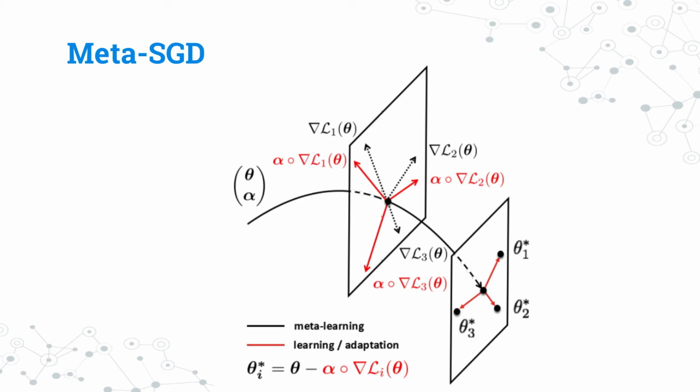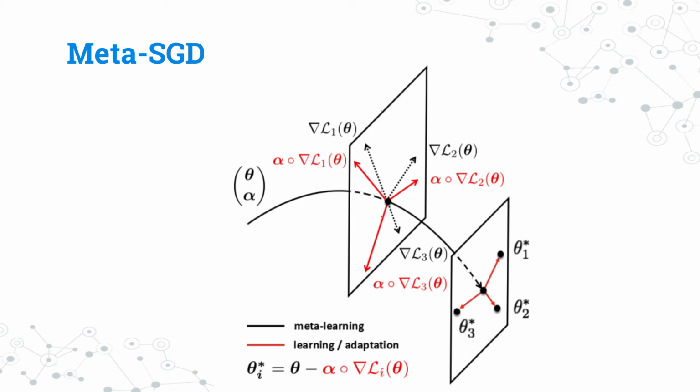The addition of this alpha is sort of like a learning rate. It's learning not just the parameters, but also this learning rate. A typical optimizer is given a learning rate, so the idea behind Meta-SGD is to learn this optimizer, where you're learning the learning rate.